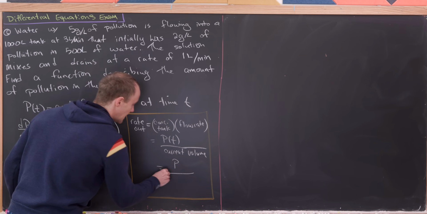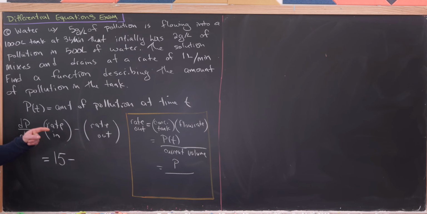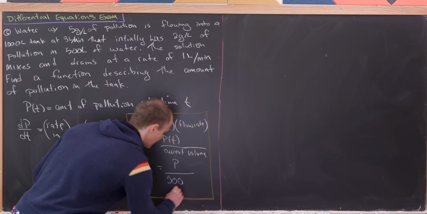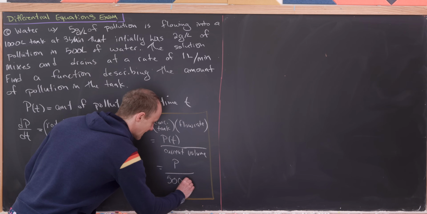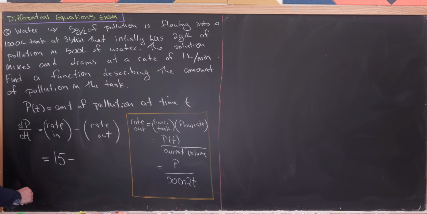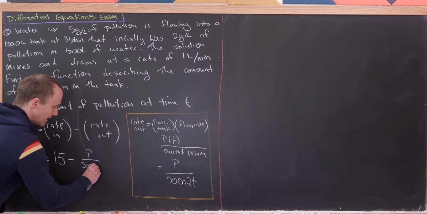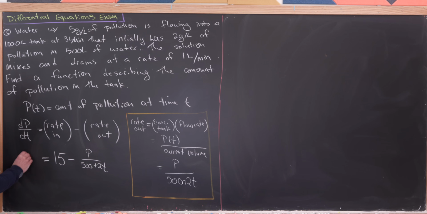So this is going to be P over, notice that the current volume can be calculated by the fact that we start with 500 liters of water, and since 3 is coming in and 1 is going out every minute, we gain 2 liters of water. So that means in the end, the current volume of water in the tank is 500 plus 2T. But now we can put that over here. We've got P over 500 plus 2T. Bring this P prime down, and we've got a first order linear differential equation.